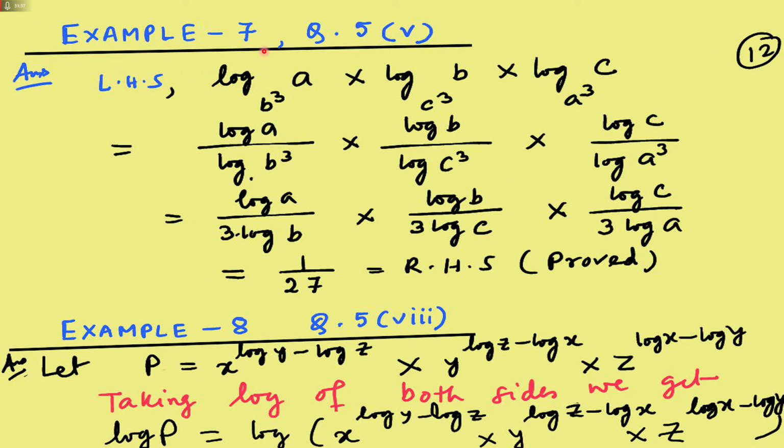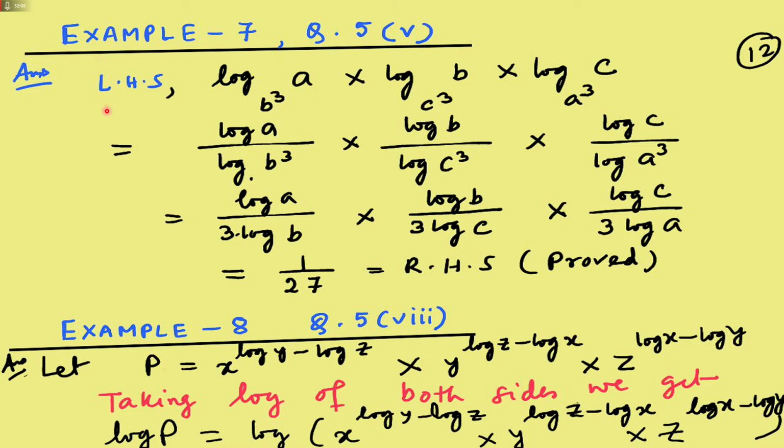Now this is example 7, and this is question number 5 of your book. Please consult your book to find the problem. The problem is to prove that log a base b cube into log b base c cube into log c base a cube is nothing but 1 by 27.